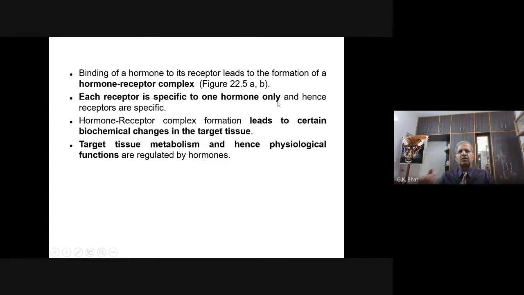Now, if the testis has to receive LH, the testis responds to LH only. The receptors present in the testis never bother about other hormones, whatever is brought in the blood. TSH, no, they never bother about that. ACTH, no, they never respond to that. So each receptor is specific to one hormone only, and hence the receptors are specific. Hormone receptor complex formation leads to certain biochemical changes in the target tissues. Target tissue metabolism and hence physiological functions are regulated by hormones.